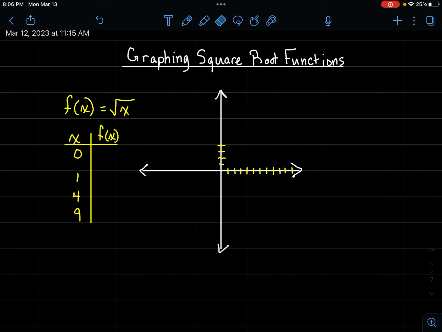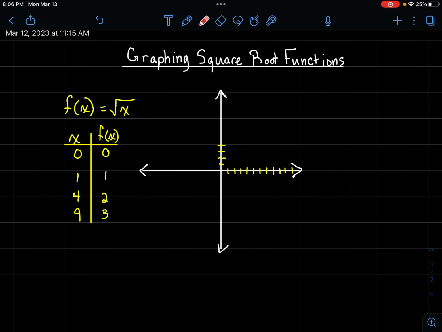We're going to plug in 0 to the square root of x, and the square root of 0 is 0. Next we move to 1. The square root of 1 is 1. Plug in 4. The square root of 4 gives us 2. And the next number, the square root of 9, is 3. And these create ordered pairs.